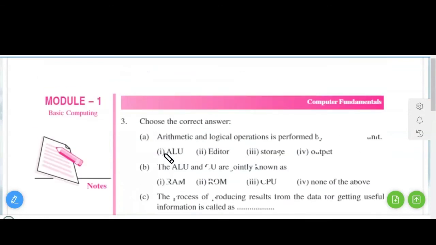Choose the correct answer. ALU, arithmetic and logic operation, is performed by which component or unit? Editor doesn't do that, storage doesn't do that, output doesn't do that. ALU helps in this kind of operation. That is the functionality of ALU.